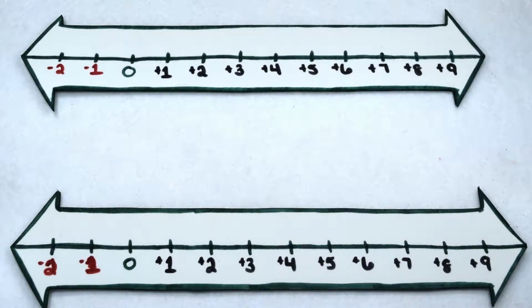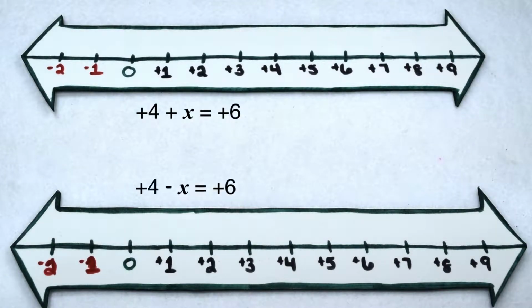Can we discover the same pattern if we illustrate it out on a number line? To test that, let's start by illustrating out two similar problems. Positive 4 plus something gives me positive 6, and positive 4 minus something gives us positive 6 as well. Let's start with the addition problem.